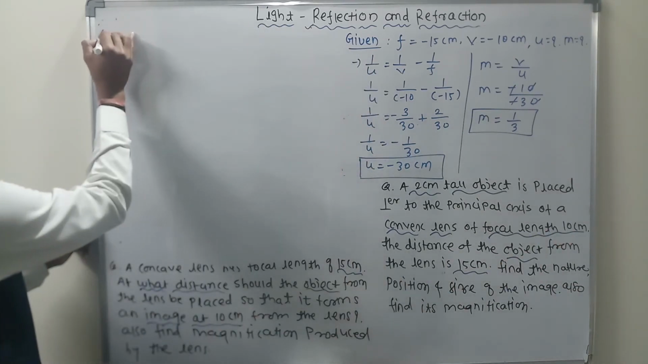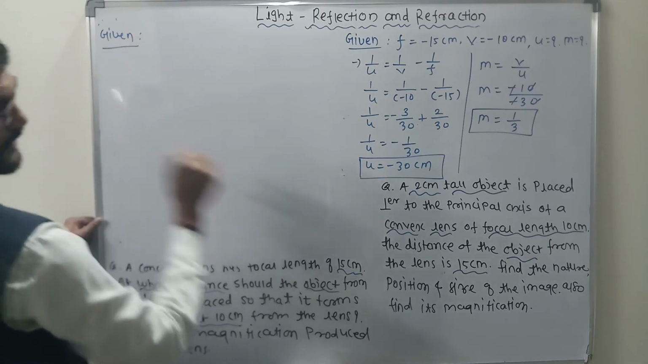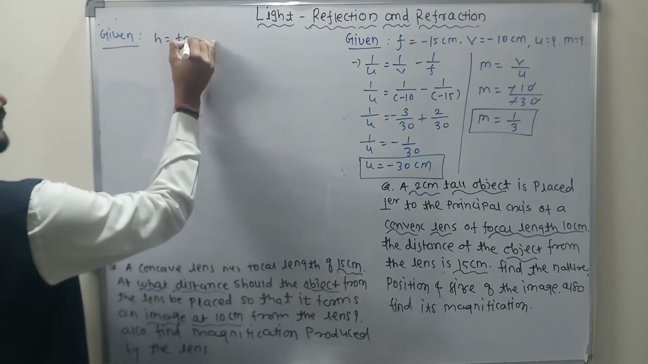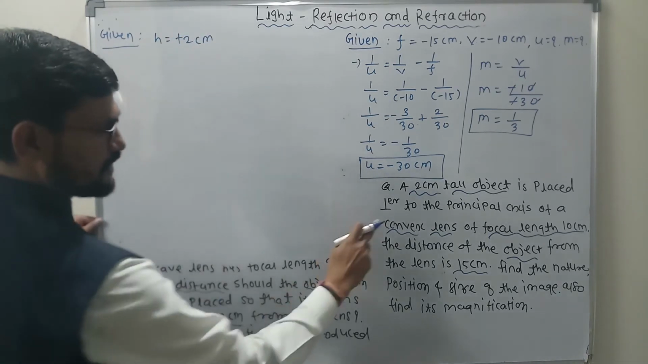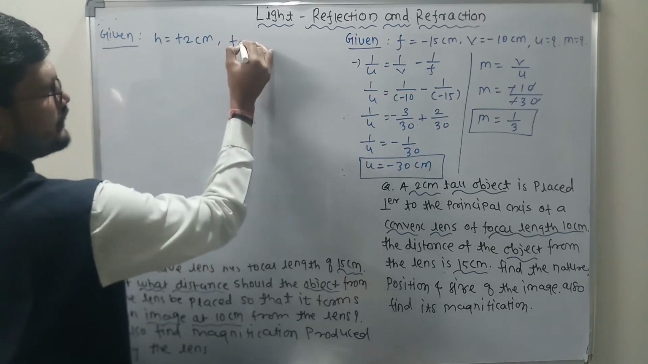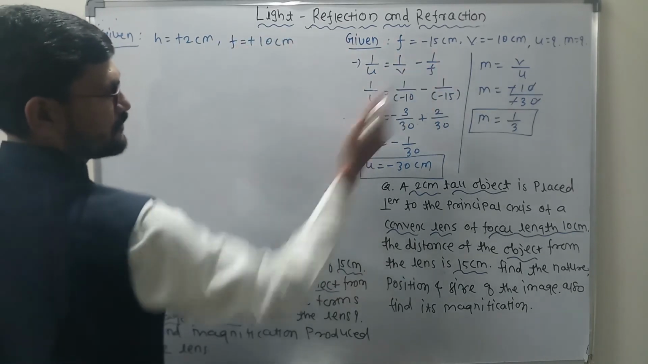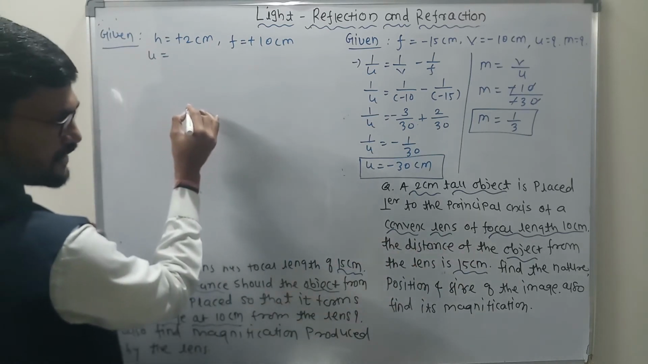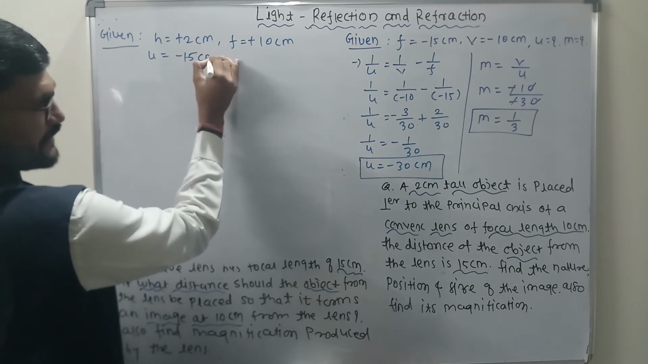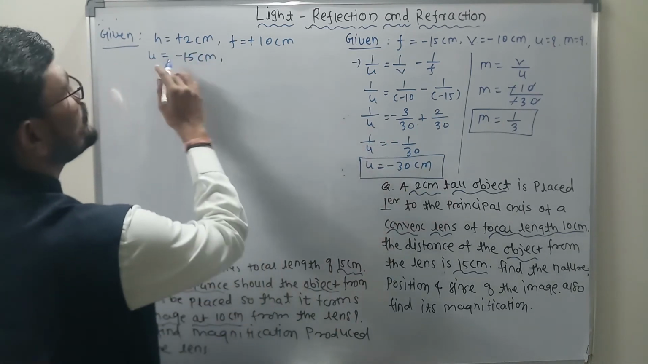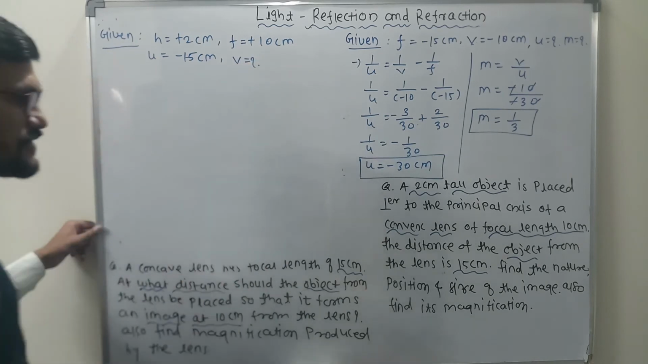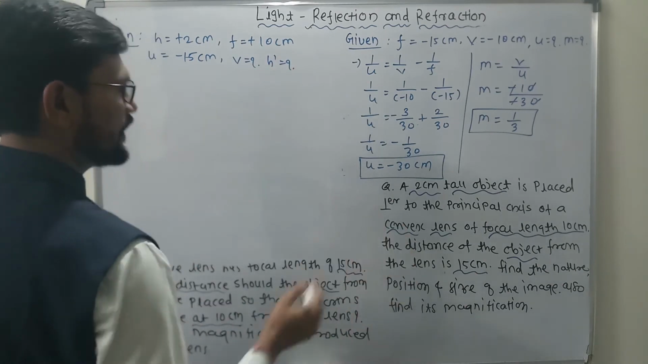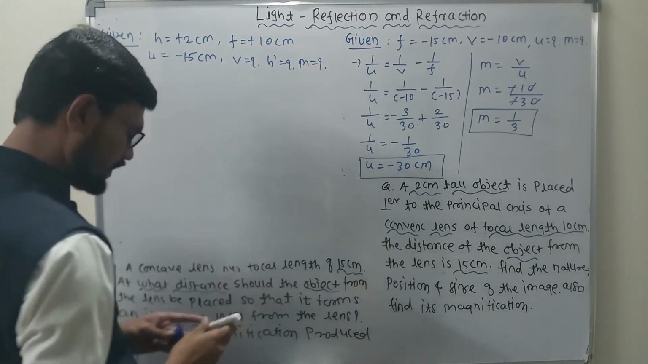First of all, write down the given. What were the things given? A 2 centimeter tall object, so h is given as plus 2 centimeter because a distance above the principal axis is plus. Convex lens of focal length f is equal to plus 10 centimeter because it is to the right of the lens. The distance of the object, u, how much is given? Minus 15 centimeter, right? So what do we have to find out? Obviously v has to be calculated, as well as the position and size of the image. That means we have to find h dash. Clear? And we have to find the magnification. Let us do this example.